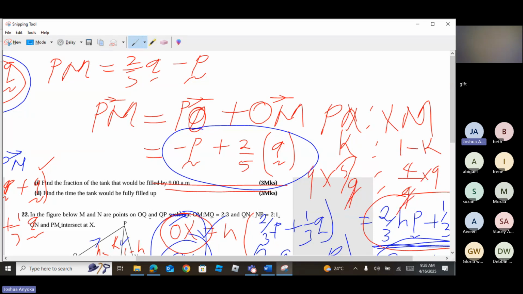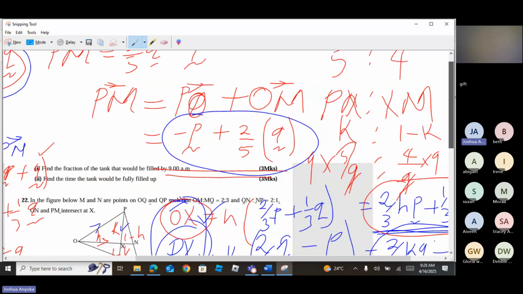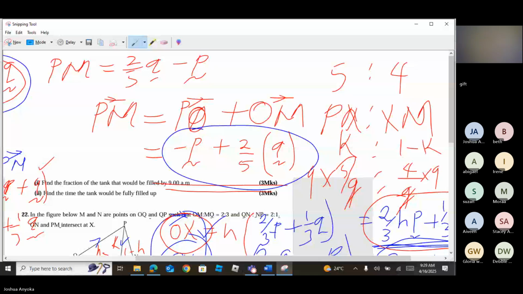So our final ratio is 5:4. So X divides PM in the ratio 5:4. Are we in agreement? That's how we address the question.